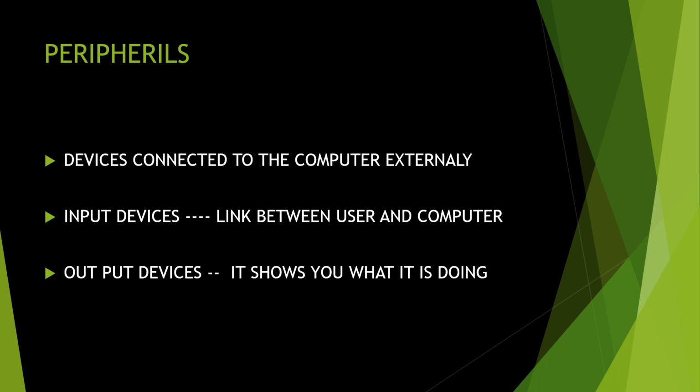Next is peripherals. These are the devices connected to the computer externally. The devices that we connect externally include input devices and output devices. Input devices are the link between the user and the computer, the person who is using it and the computer. The user is giving something to the computer; that is called input devices. And output devices show you what the computer is doing. It shows to us through the devices, and that is known as output devices.